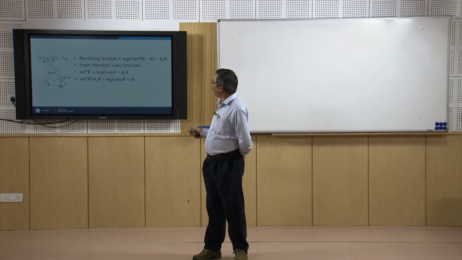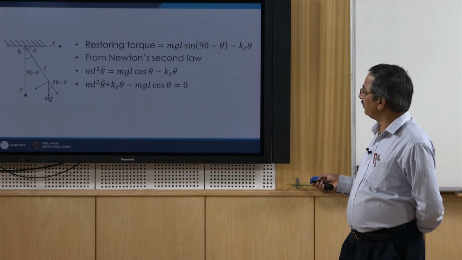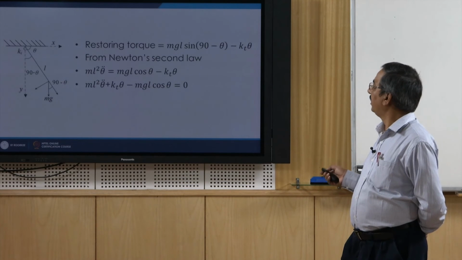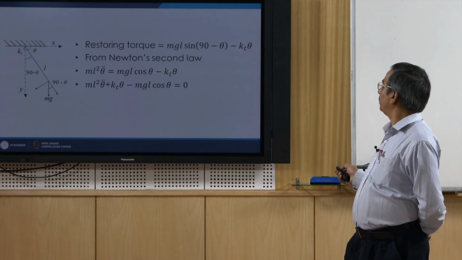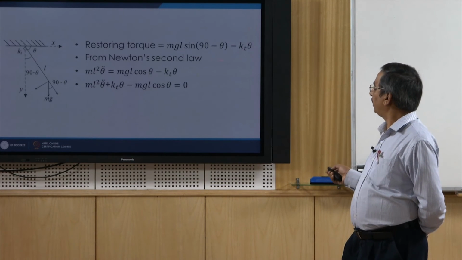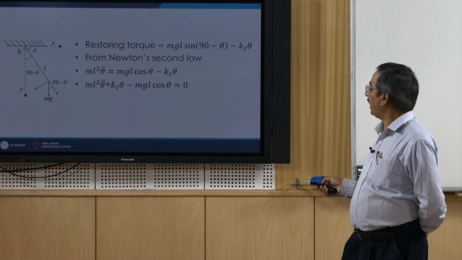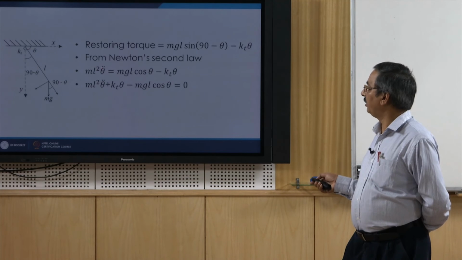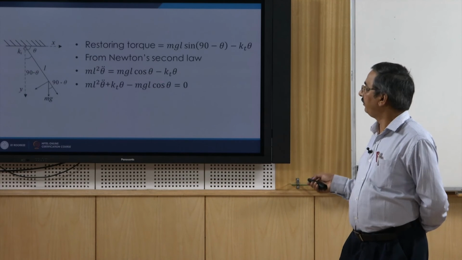The weight is mg, the force is mg. So, this force is going to be your mg, this is mg sin(90 minus theta), which is basically this term, and the torque term because of the spring, so minus k_T into theta. This unbalanced torque is responsible for the acceleration of this point mass here. So, we equate it to I alpha. So, m L square theta double dot is equal to this, and this way we get the same equation.